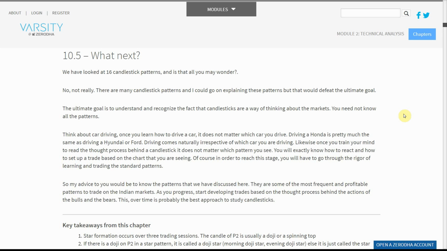So my advice to you would be to know the patterns that we have discussed here. They are some of the most frequent and profitable patterns to trade on the Indian markets. As you progress, start developing trades based on the thought process behind the actions of the bulls and the bears. This, over time, is probably the best approach to study candlesticks.